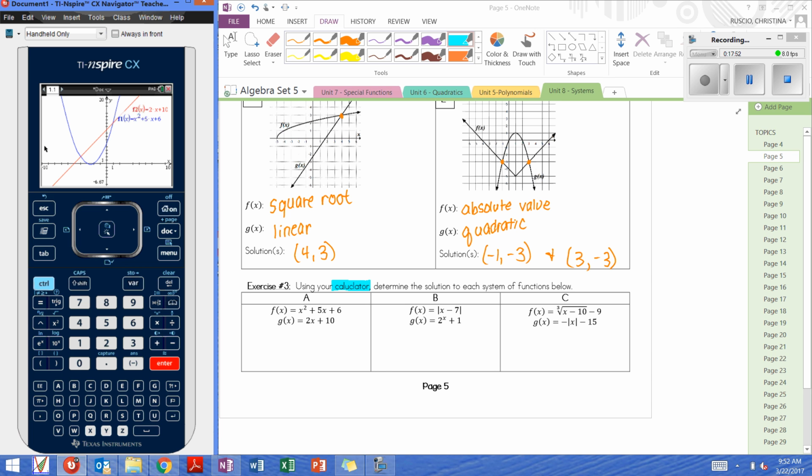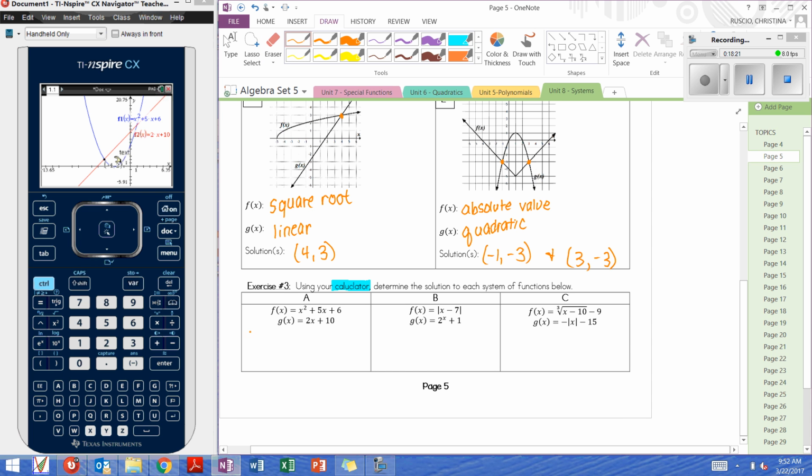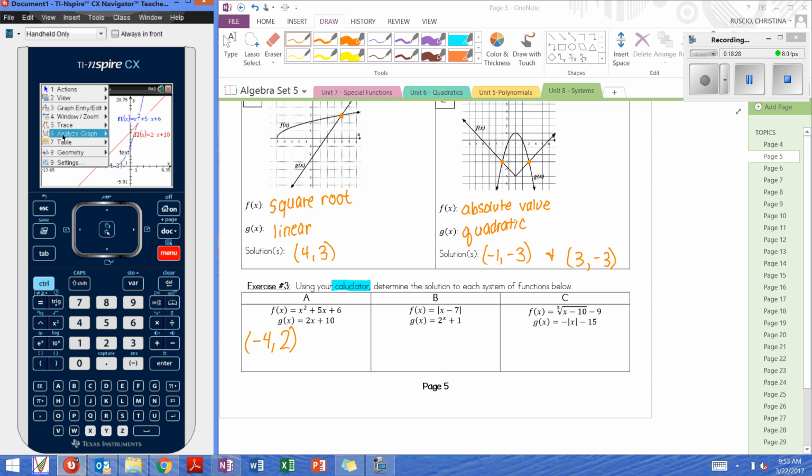So what we can do in our calculator is hit menu, and we would like to analyze the graph and find the intersection. So it looks like there's 2 intersections. Is this going to let me do this? Oh, it is. It's just being a little weird. Okay, so click once, click again, and we can see one of the points of intersection is at -4, +2.